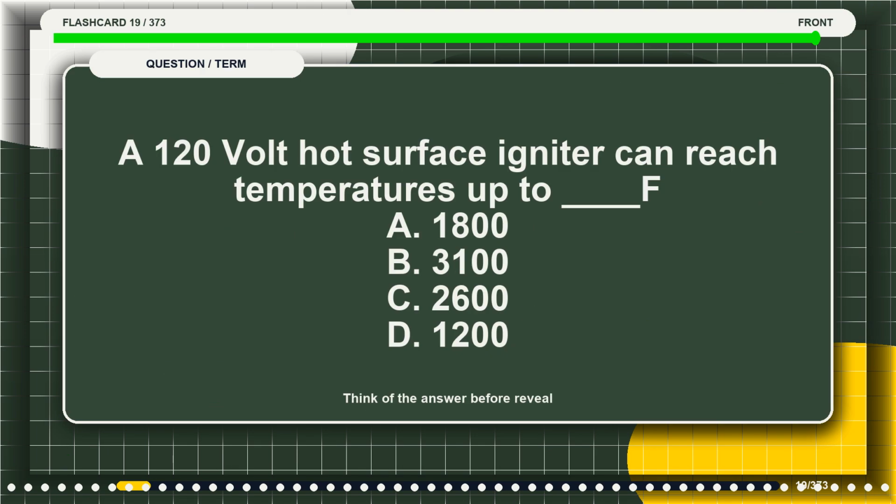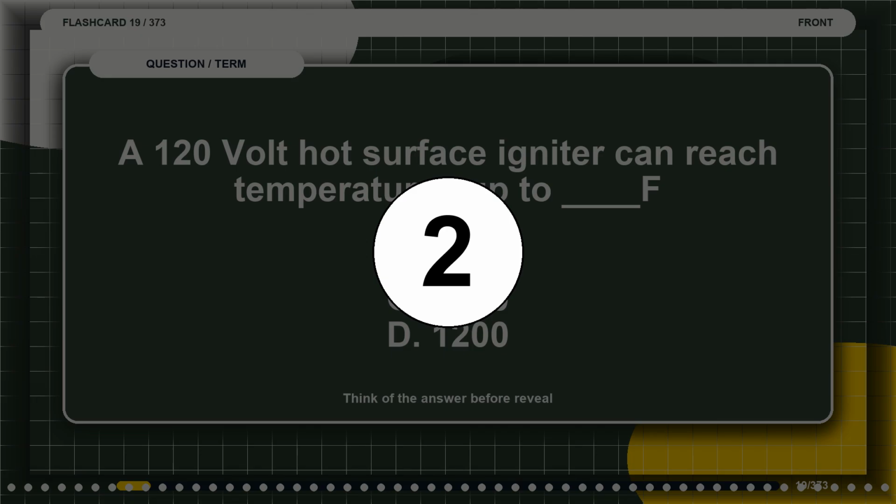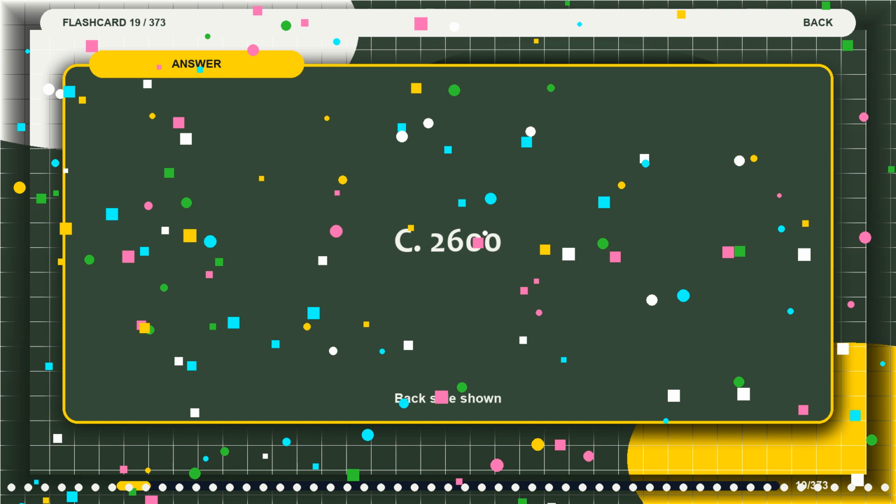Flashcard 19. A 120-volt hot surface igniter can reach temperatures up to blank degrees Fahrenheit. A. 1800. B. 3100. C. 2600. D. 1200. Think of the answer before the reveal. The answer is C. 2,600.